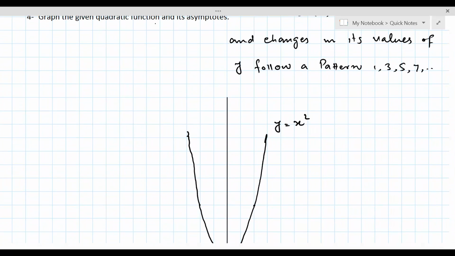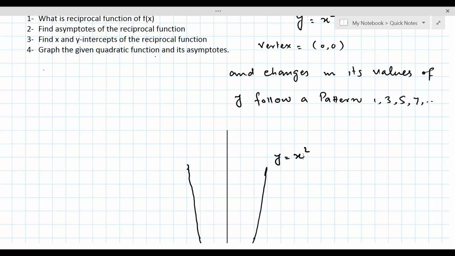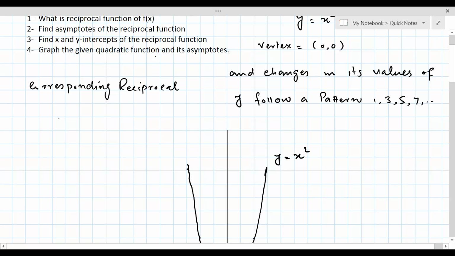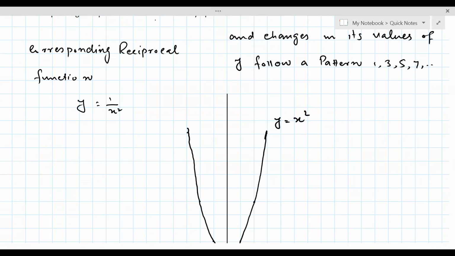Now we take a look at its corresponding reciprocal function, which is y is equal to 1 over x square. For this function, we are going to find a few objects. The first thing that we need to find is asymptotes.